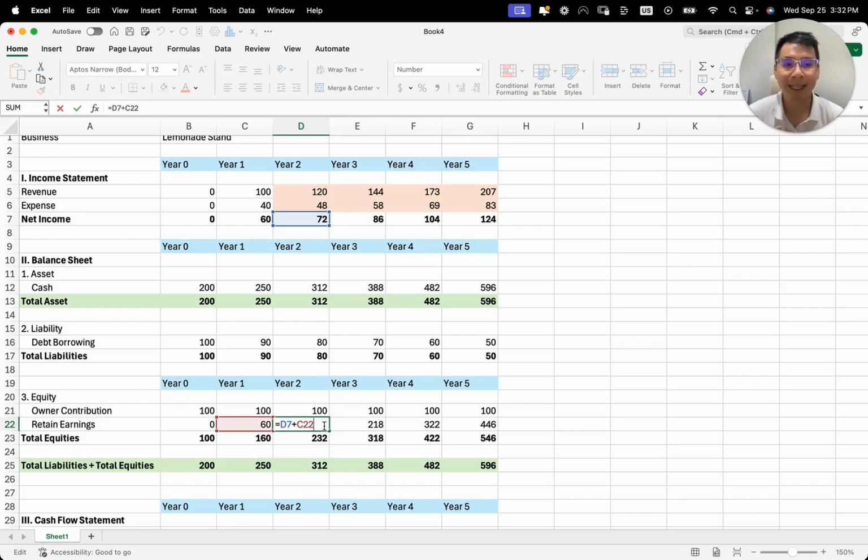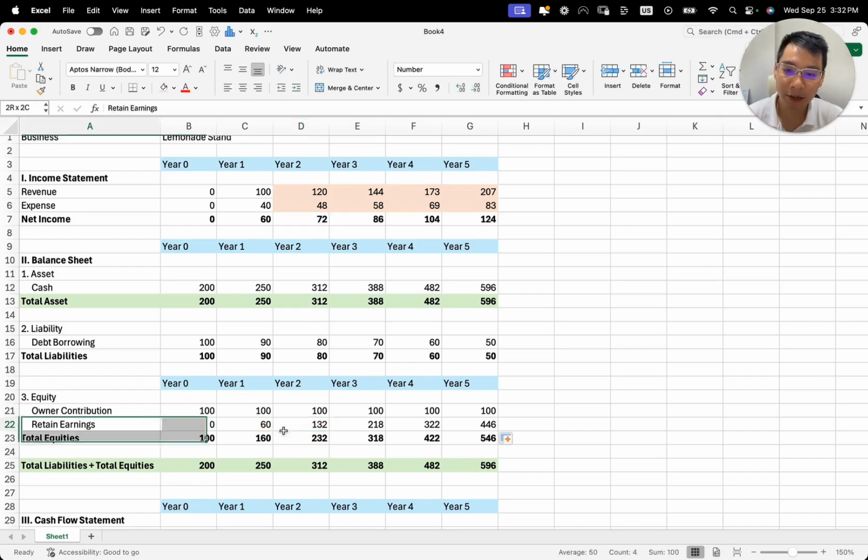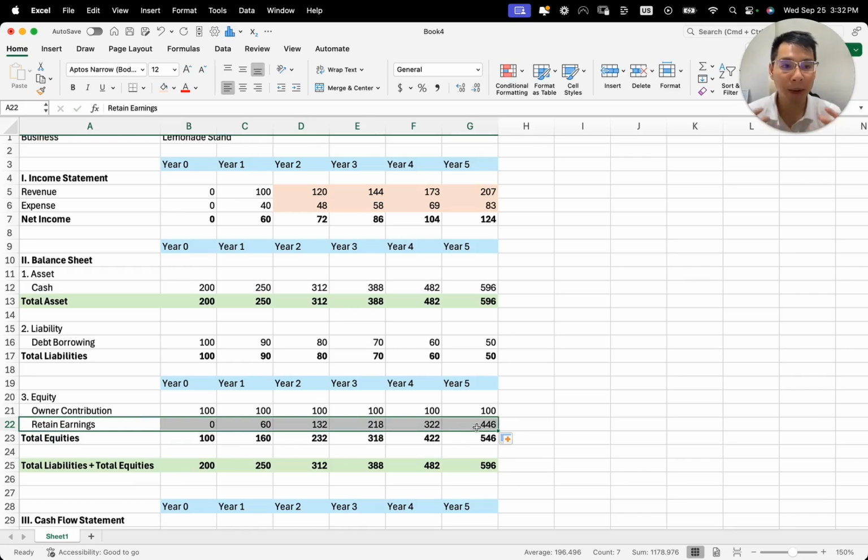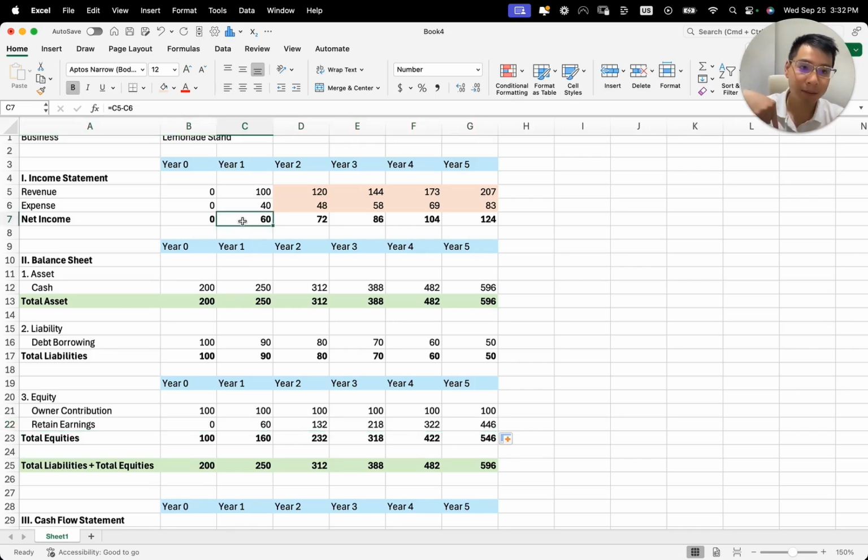Sometimes you would get tripped up between the owner contribution and the retained earnings of the business. Let me explain a little bit about retained earnings. Retained earnings is whatever money you're making that you put back into the business and not pay out to the owners. Not the salary, but taking it out from the business. Let's say you make $60 and you decide to keep that in the business, otherwise you're going to pay it out as a dividend. So this 60 is kept in the business as retained earnings.